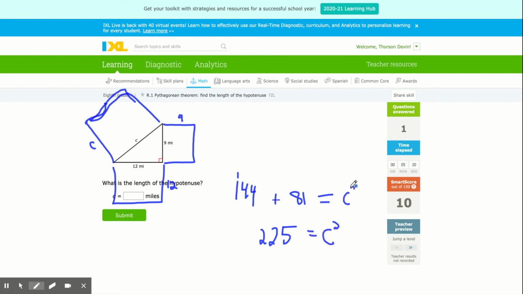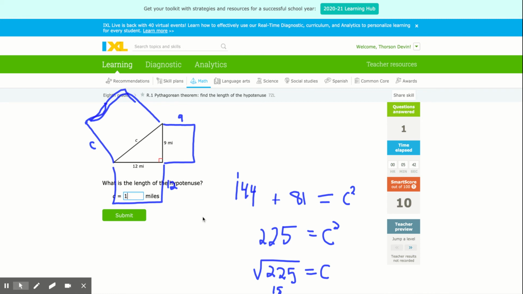Okay. Now again, we got to square root both sides. So I grab my calculator and I take the square root of 225, and I find out that that longest side, the hypotenuse side, is 15 in length, because the square root of 225 is 15. So I type in 15.